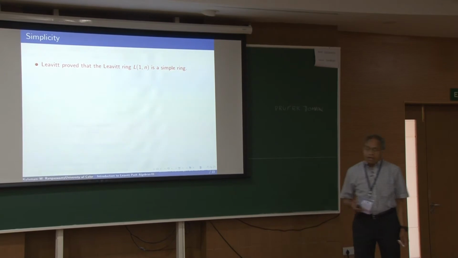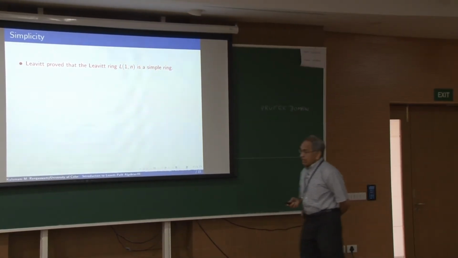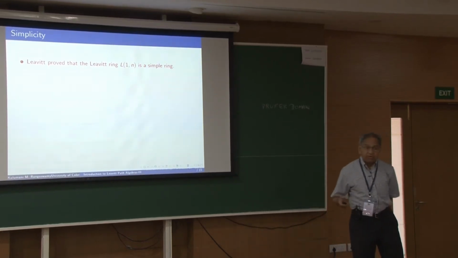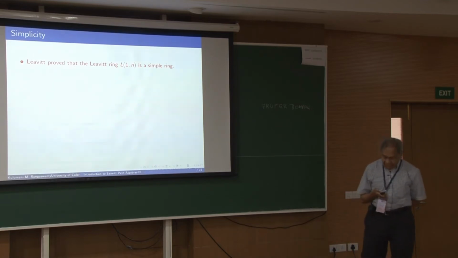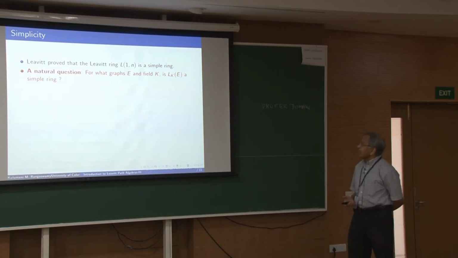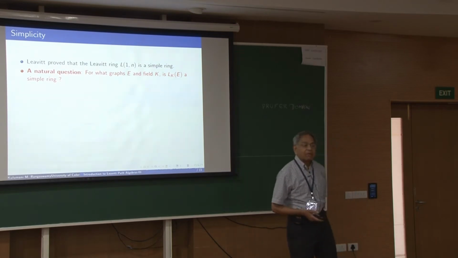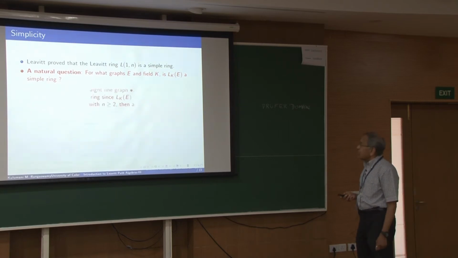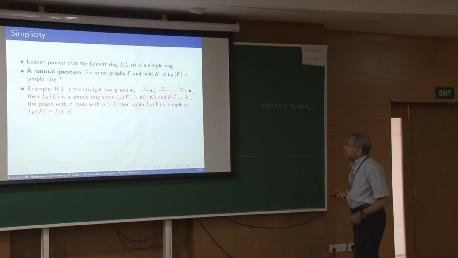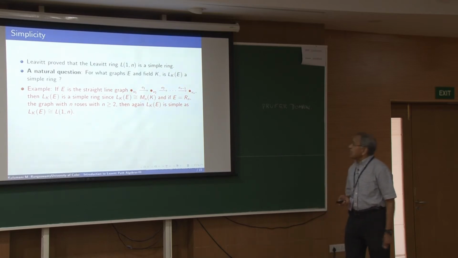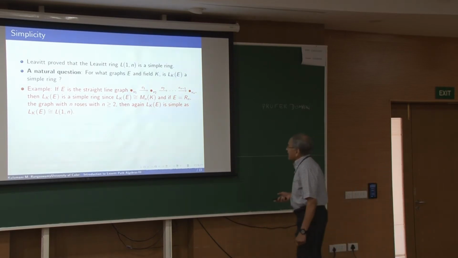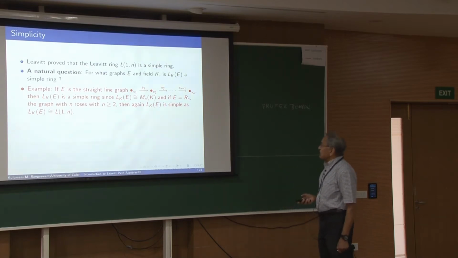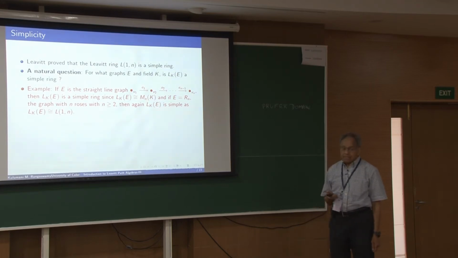Leavitt noted that the Leavitt ring L(1,n) is a ring which is isomorphic to n copies of itself, but not to fewer than n copies, and he said it's a simple ring. So a natural question is, since we realize it as a Leavitt path algebra, under what conditions would a Leavitt path algebra be a simple ring? Just a quick example: we noted already that if E is a straight line graph, then the corresponding Leavitt path algebra is a simple ring because it is the ring of matrices over the field K. Likewise, if E is the graph with n roses, then we know it's isomorphic to the Leavitt ring, which Leavitt proved is a simple ring. So I already have some examples.